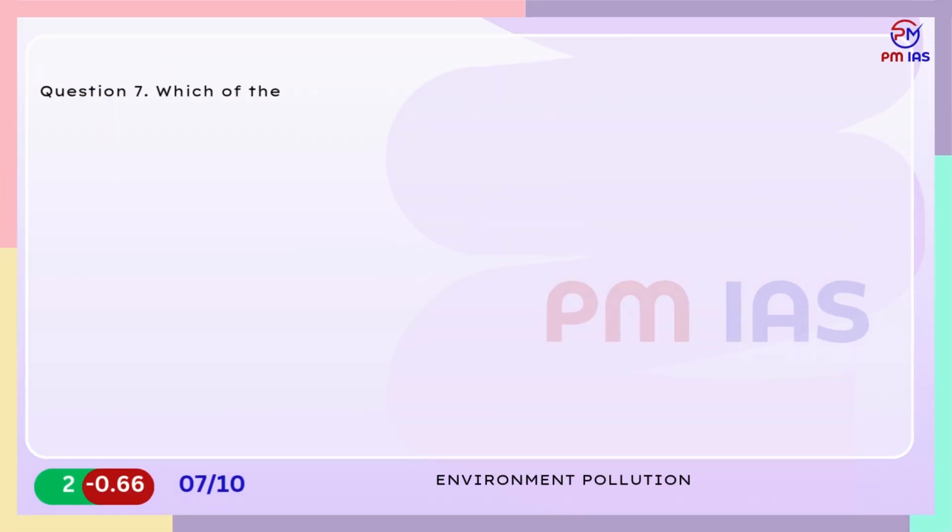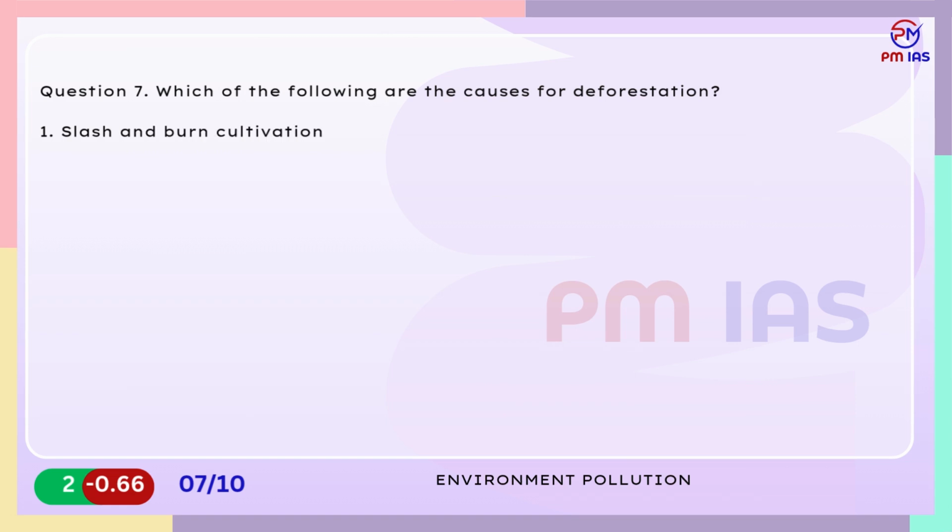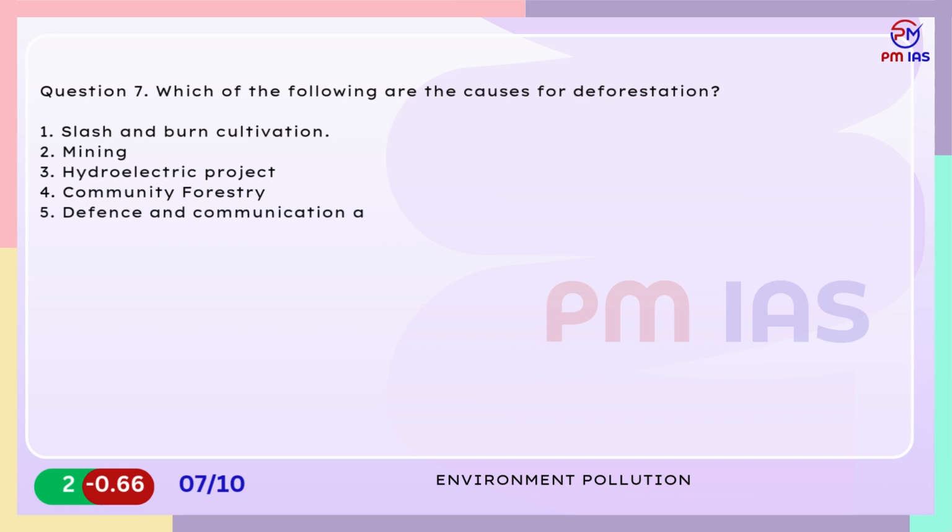Question 7. Which of the following are the causes for deforestation? 1. Slash and burn cultivation. 2. Mining. 3. Hydroelectric project. 4. Community forestry. 5. Defense and communication activities. Select the correct answer using the code given below.